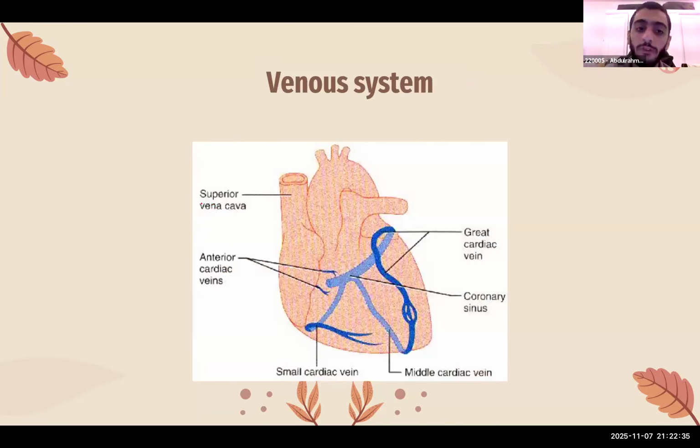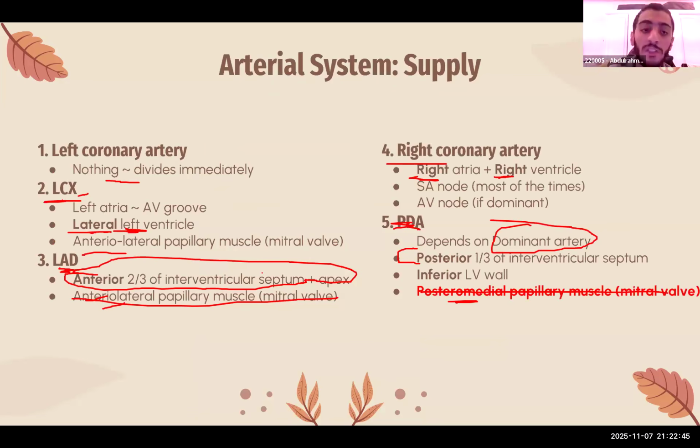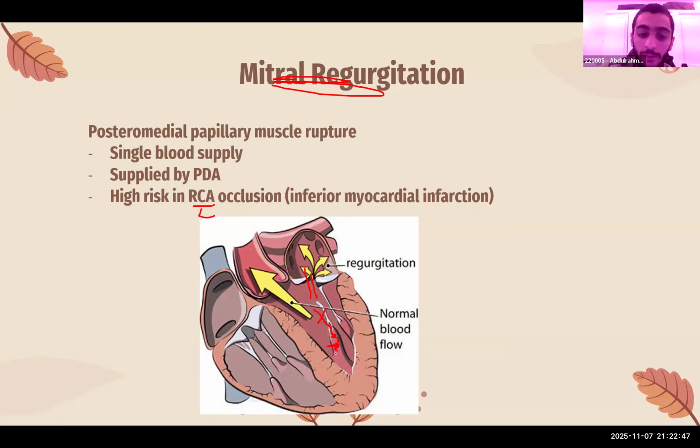And basically, if you have an occlusion of the right coronary artery, you have a disruption of the PDA, which is supplying the inferior surface of the heart and the posterior surface. You have a disruption of the posterior medial papillary muscle. And then there is one other structure supplied by the PDA that's going to get disrupted. We mentioned it earlier. What is it, guys? This is a question for you.